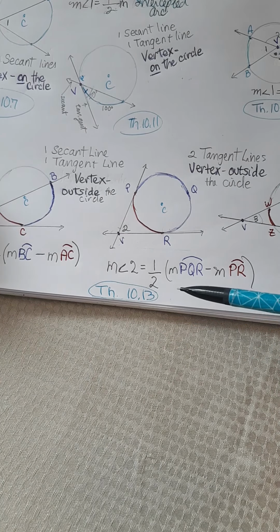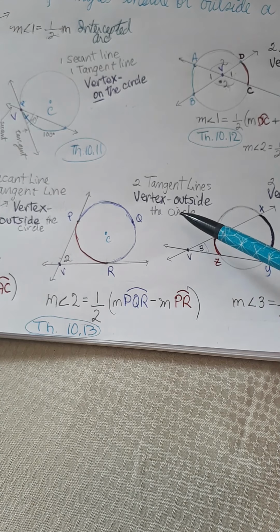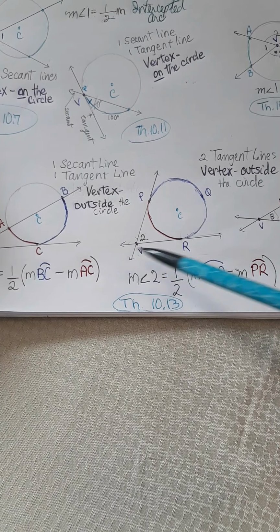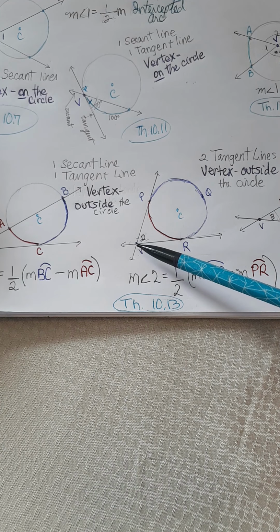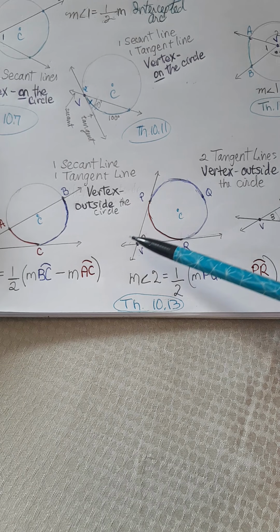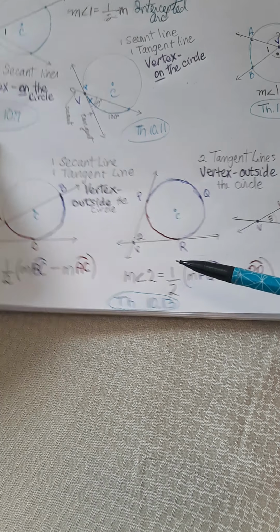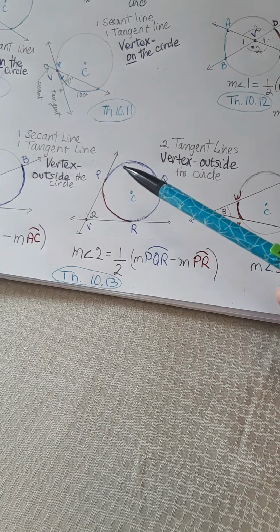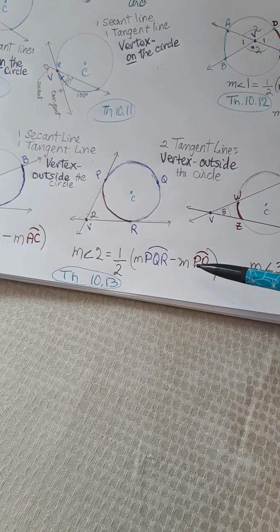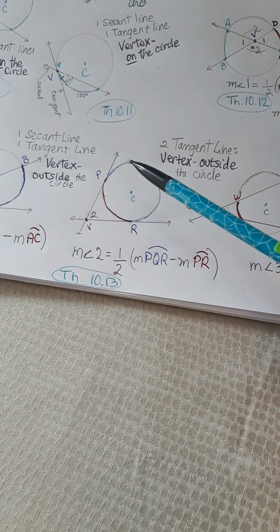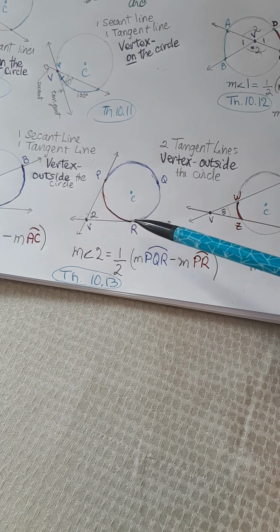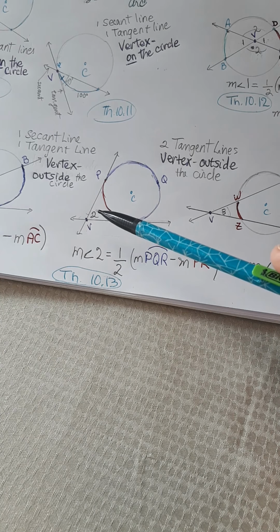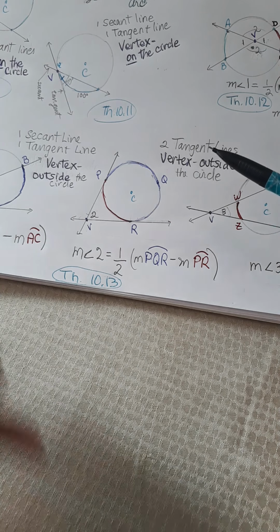10.13, which also says that if we have two tangent lines with vertex outside the circle, the two tangent lines intersect outside the circle, then the measure of the angle formed by the two tangents will be the measure of the major arc minus the measure of the minor arc, divided by 2, which will give me the measure of the exterior or the outside angle.